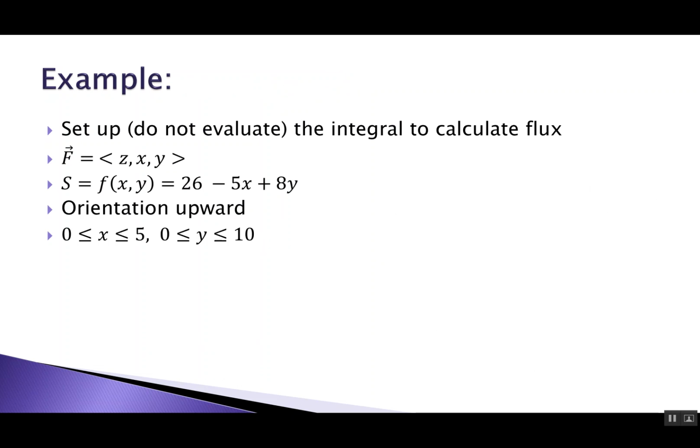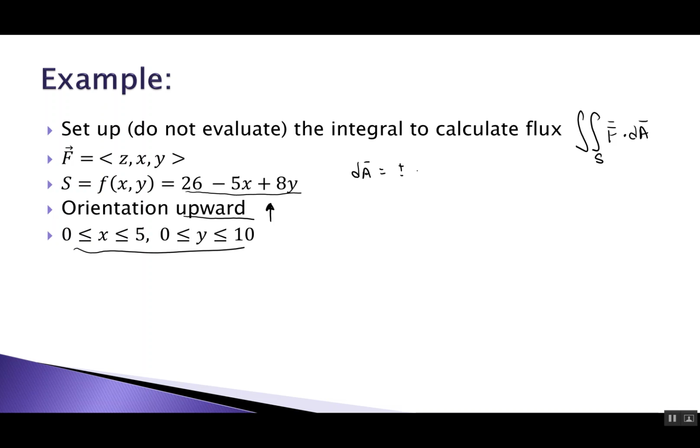Let's set up this integral to calculate the flux. So we're calculating the surface integral of F dotted with dA. That's what flux is. All right, so my F is zxy. Here's my surface, z = 26 minus 5x plus 8y, oriented upward. So I want the positive k component. And then I have limits of integration that I'm going to work with. So I need to calculate my dA first.